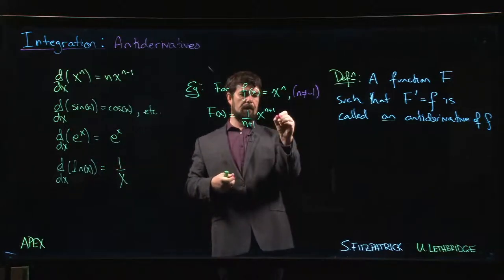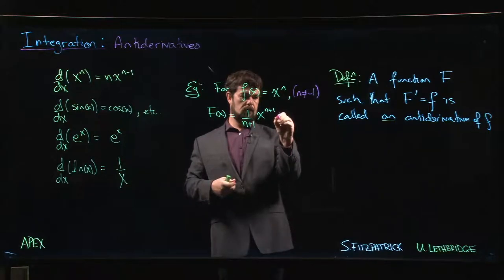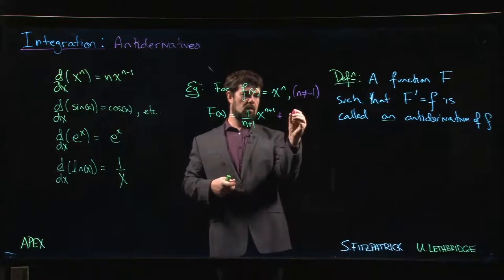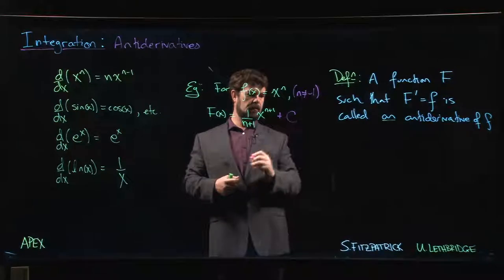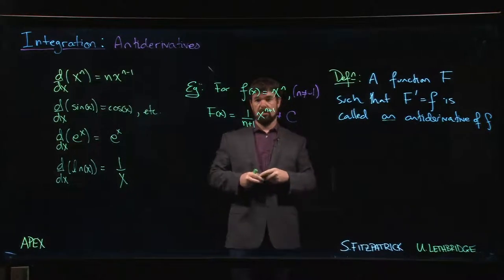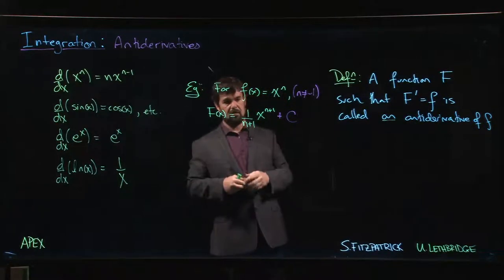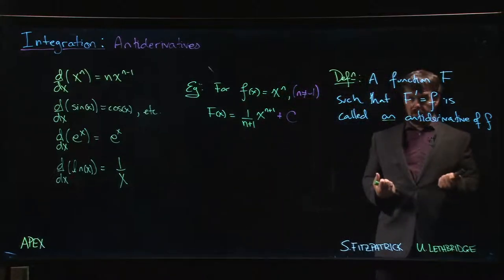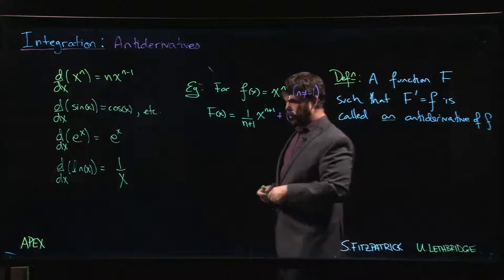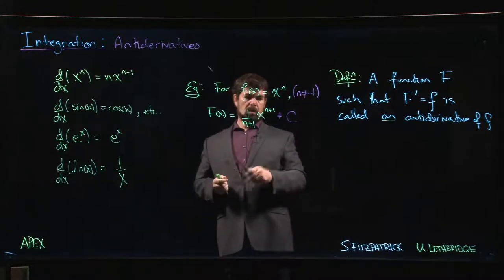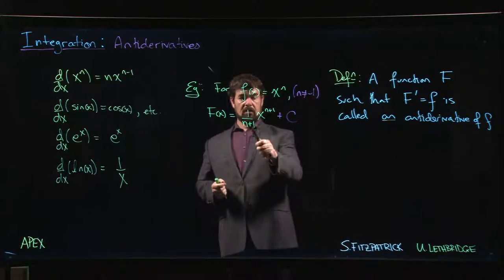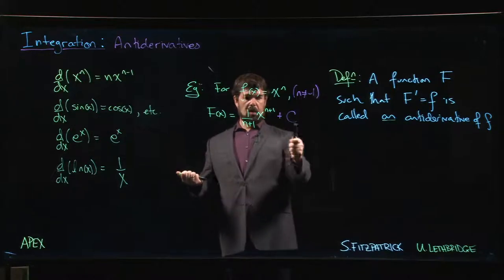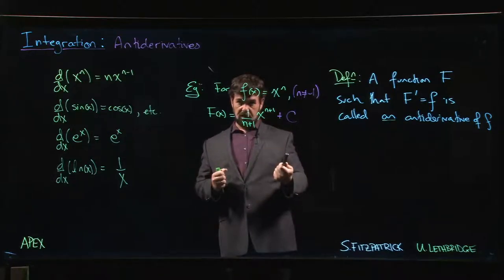The other is that if we want the most general answer, you should put this constant, this plus c. You put this constant because we know that if you take the derivative of a constant, you will get 0. And we talked about the fact that once you know one antiderivative, all other possible antiderivatives are obtained by adding this constant of integration.